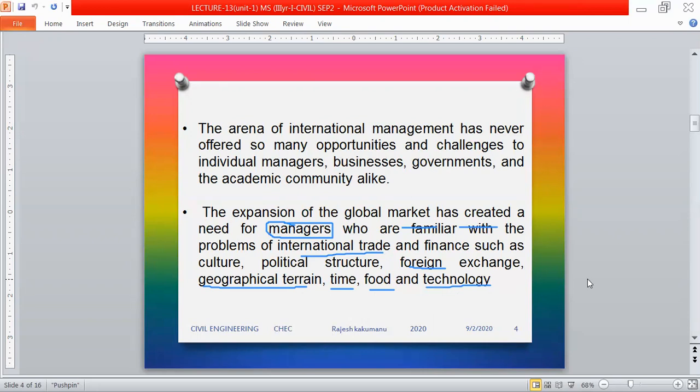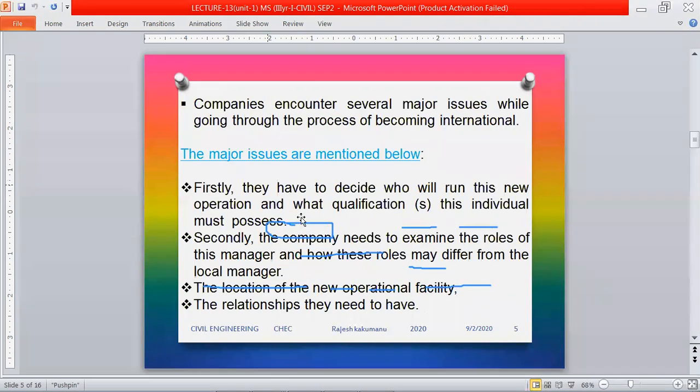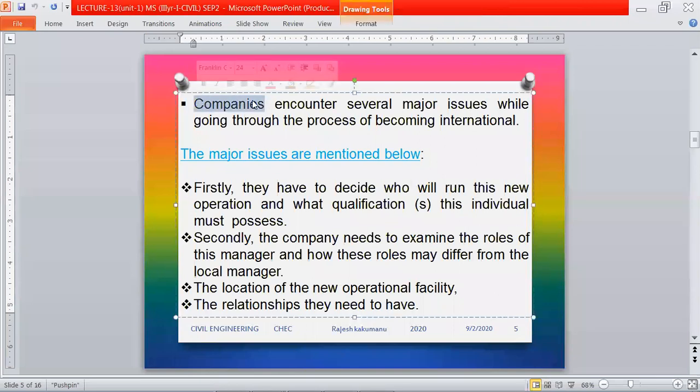Next. Companies encounter several major issues while growing through the process of becoming international. So whenever your company goes internationally, the companies have to face several major problems or issues. If your company's product or service wants to go internationally, you have to list your business in the stock market, that is, the Mumbai stock market. You have to enroll your company's product, the trademark or registered mark of your business, in that enrollment. Then you have to see the plus and minus of their company. What are the major issues here?